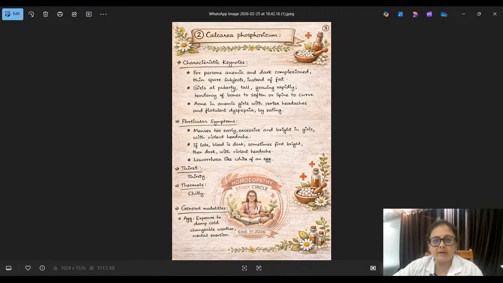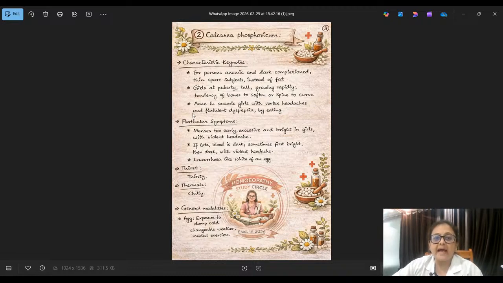Okay, girls at puberty, tall, growing rapidly, with tendency of bones to soften or spine to curve. See, there in Antim crude, that was menstrual disturbance or precocious puberty in girls who have gastric disturbance. Here, it is precocious puberty in girls who have bone disturbances or locomotor system disturbance. Okay, so this is how you differentiate remedies. When you differentiate remedies and study, you can definitely remember. Therapeutics is not at all difficult.